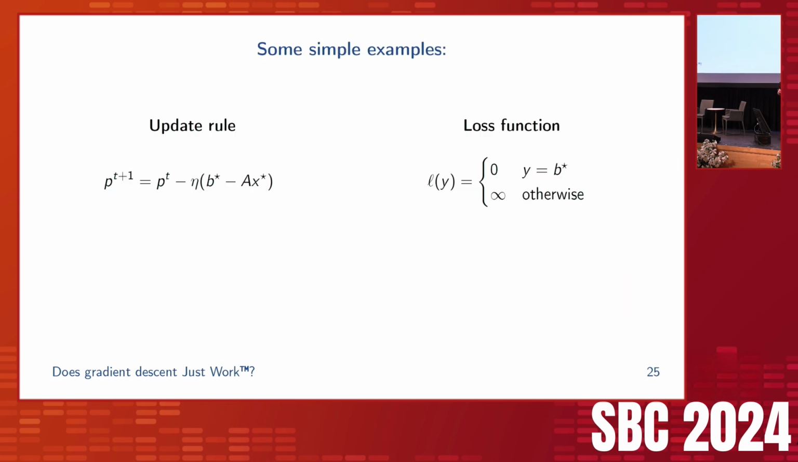So just to go through simple examples and go all the way from the loss function to what an update rule would look like. If we take this silly loss function, this zero infinity loss function we saw earlier, we get an update rule that looks like pretty vanilla gradient descent. So we update the prices based on a term that looks like the residual. So B star, remember, is the target, and A times X star is the resource utilization of the last block.